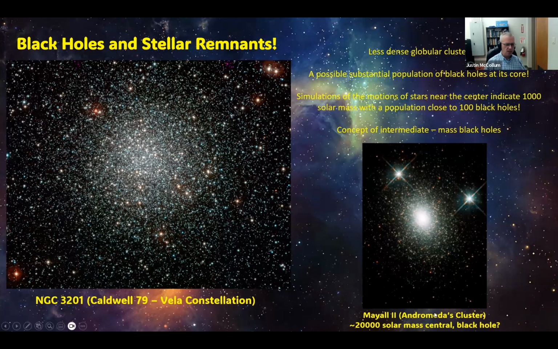I don't know if anybody's ever seen Andromeda's cluster, the G1 globular cluster that is near the Andromeda galaxy. There's some indications that it has a possible 20,000 solar mass central black hole. If you find these two stars, you can find that one too. I found it at the George Observatory using the East Dome 18-inch telescope. It's just a little sparkly fuzzball.